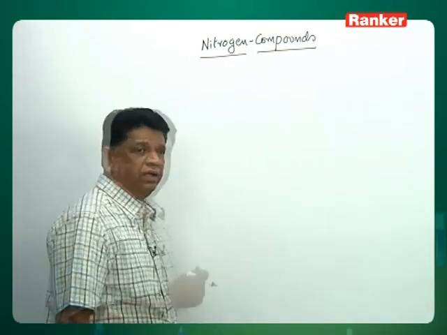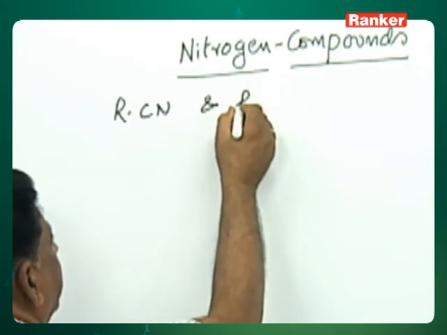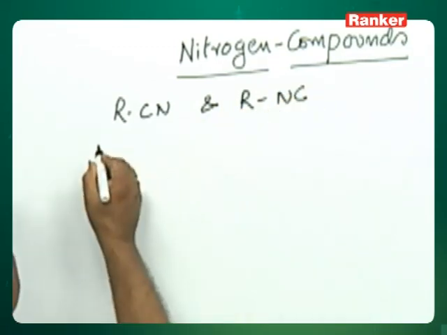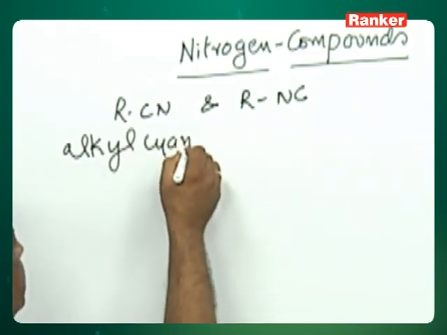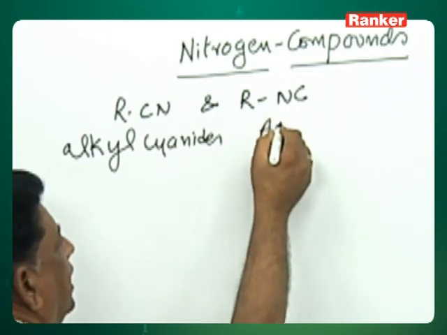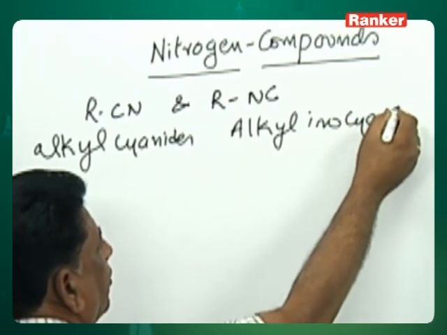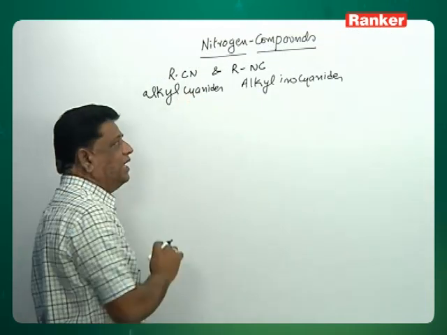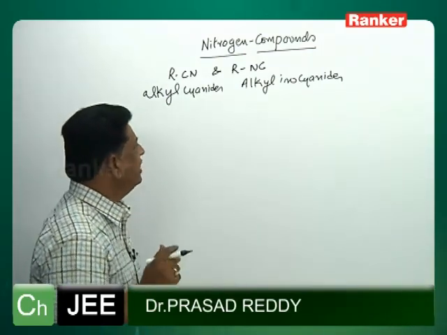We will take the nitrogen compounds. Under this, all the compounds containing NH2 are the derivatives of ammonia. They are called amines. First, the RCN and RNC. These two compounds are called alkyl cyanides and alkyl isocyanides. Cyanide means CN. The reverse is called the isocyanide, alkyl isocyanides.